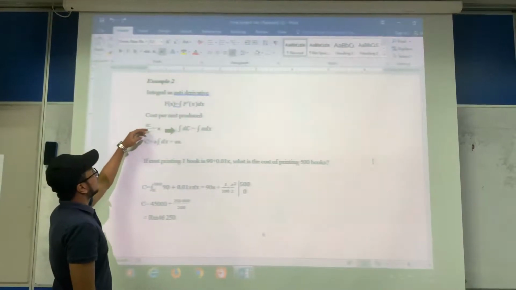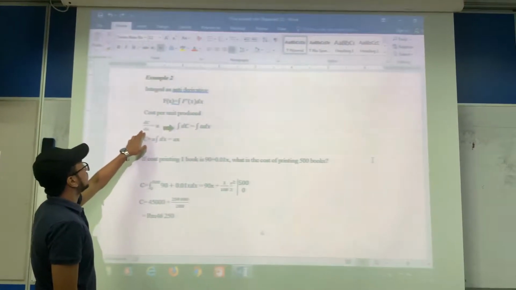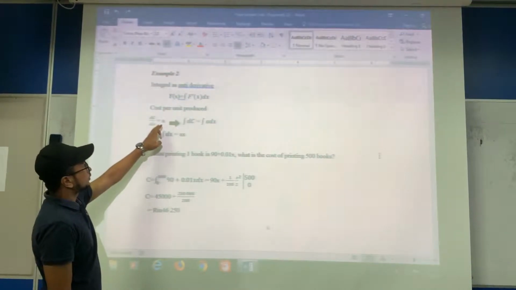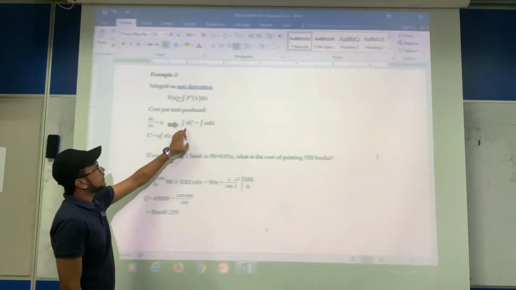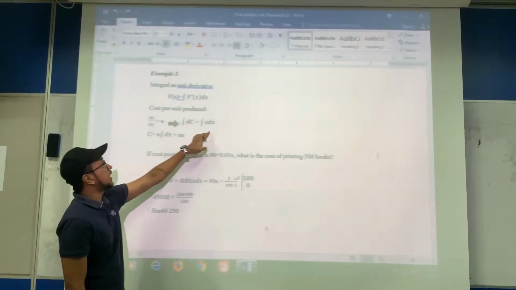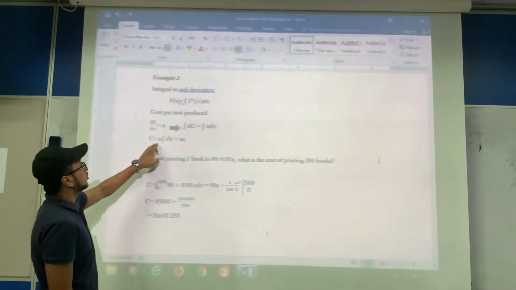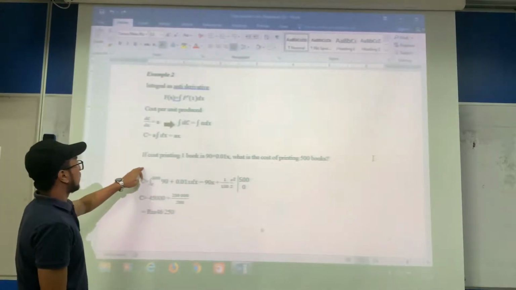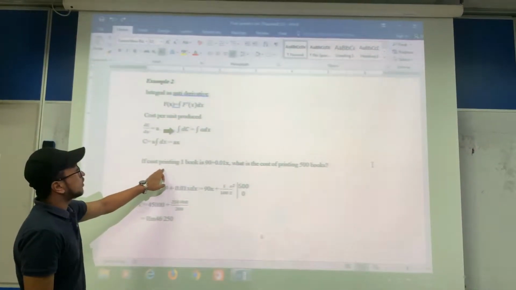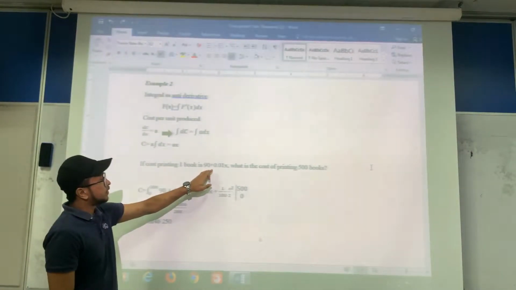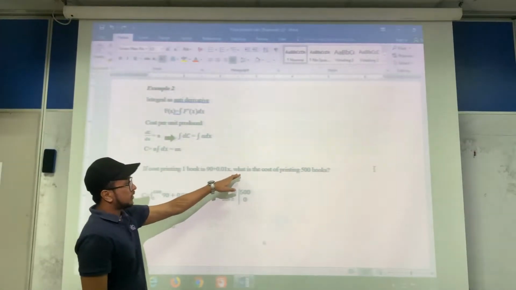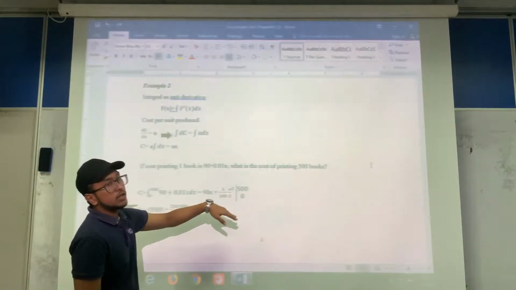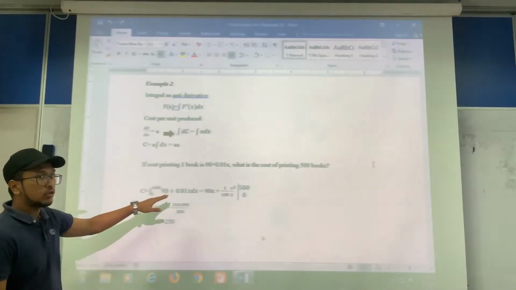For example 2, the integral as antiderivative, which is f(x) equals the integration of f prime x dx, while the cost per unit produced is dC over dx equals a, which goes to integration dC equals a dx, which is cost also equals ax. Okay, the question is, if the cost of printing one book is 90 plus 0.01x, what is the cost of printing 500 books? For this question, we can use integration also.